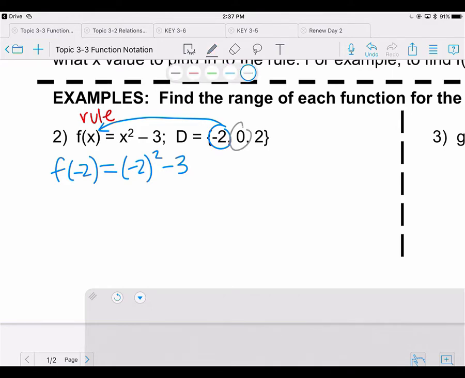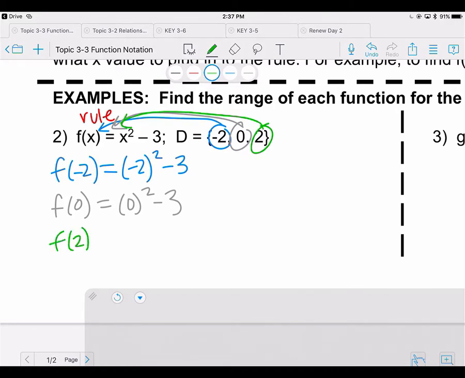Then I'm going to plug in 0. So f of 0, anywhere I see an x, I'm plugging in a 0. And then I'm going to plug in 2. Anywhere I see an x, I put a 2. Now remember, if I put 3 things in, I should get 3 things out.